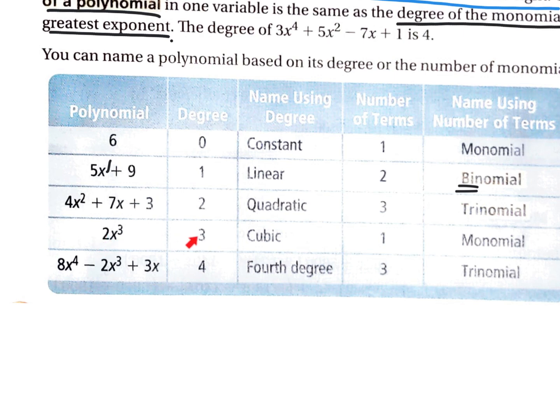2x cubed is degree 3. That we can call cubic. It has 1 term, and that is a monomial. And 8x to the fourth minus 2x cubed plus 3x, that's degree 4. So it's fourth degree, has 3 terms, and that also is called a trinomial.